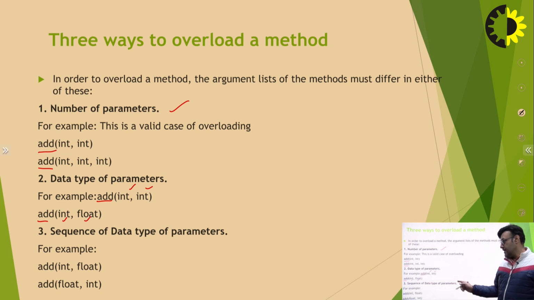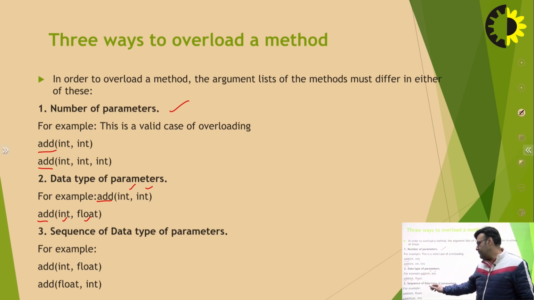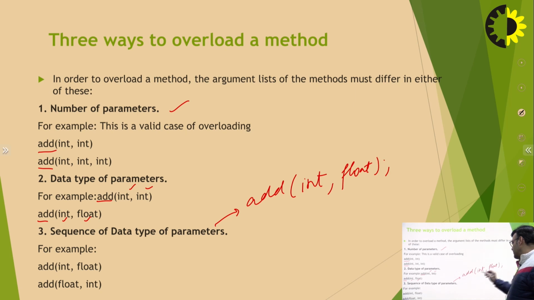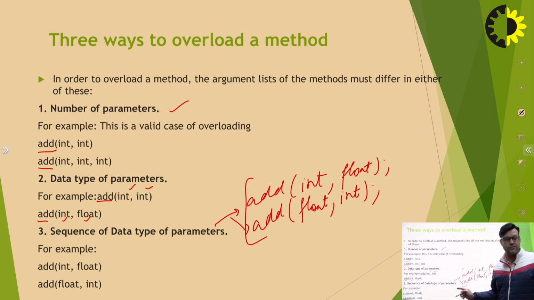And third is on the basis of the sequence of data type. For example, I have used a function add. Sorry, the name of the function and the name of the method is add. Two methods, right? Add. Firstly, in this first function or method, I have used parameters int, float, and secondly, the function name is the same, add, but in this the first parameter is of float type and the second parameter is of int type, right? So this is called a sequence of data type of parameter.